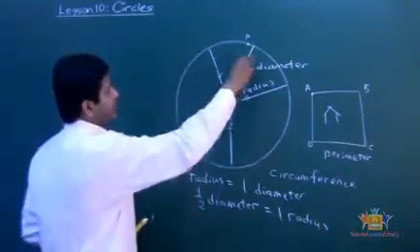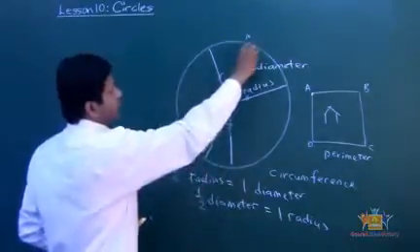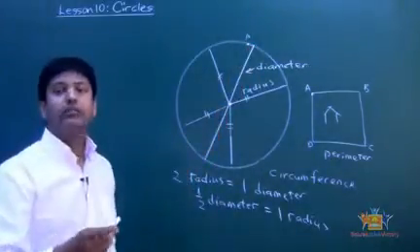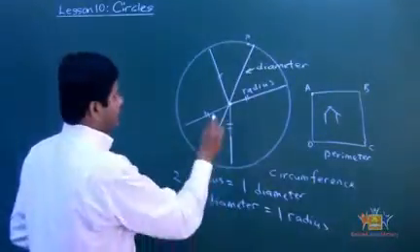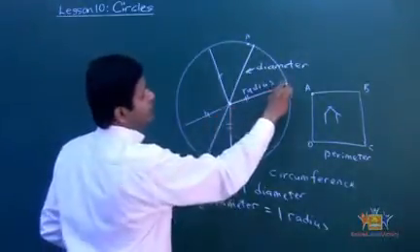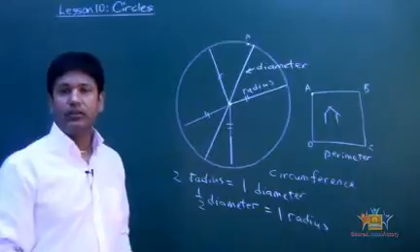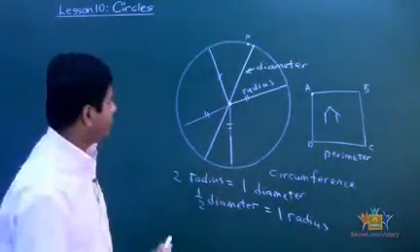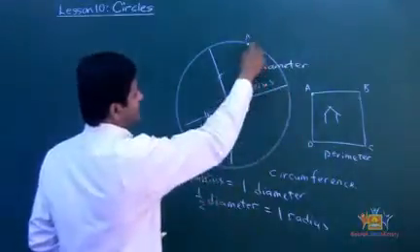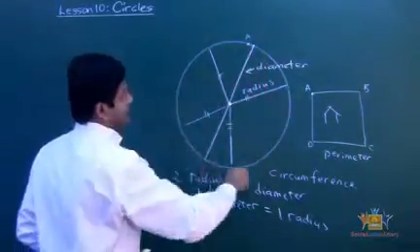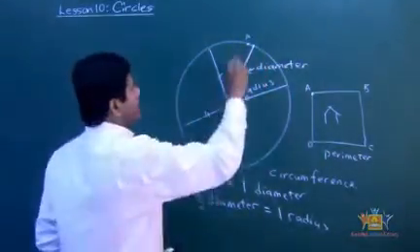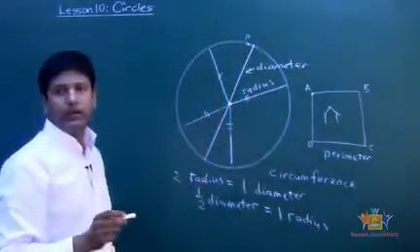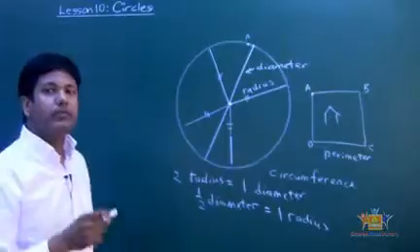Keep in mind, this whole line from this end to this end going through the center is called the diameter. But if it's only from the center to the outer line of the circle, you call that the radius. Make sure you know this is the radius, this is the diameter, and this is the circumference. The circumference starts from one point and ends where you started.